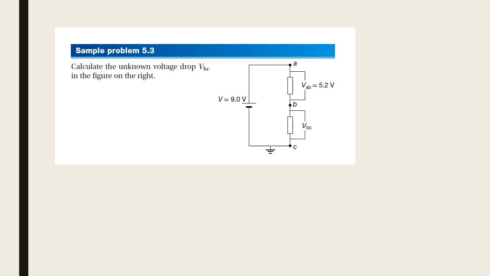Alright, calculate the unknown voltage drop at BC in the figure shown on the right. So the total is 9 volts and we have 5.2 volts being used there. So that then gives us 3.8 volts.